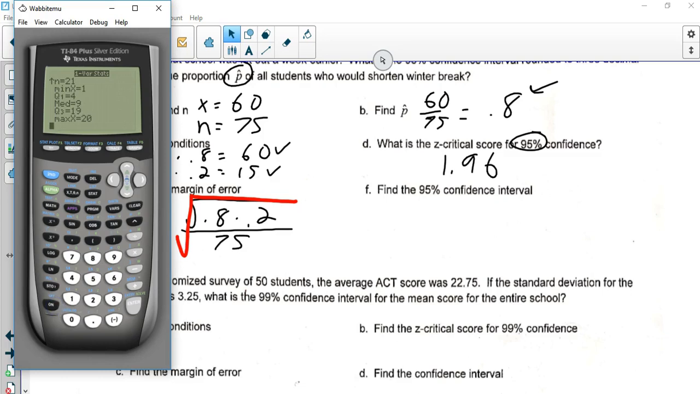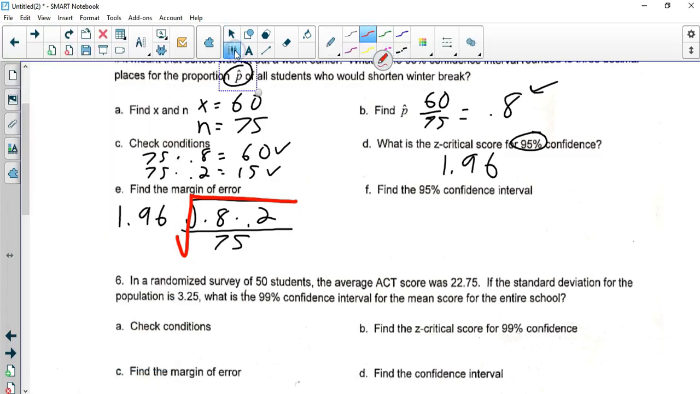Let's try this again. Okay, so I would put in 1.96 square root, and I would just type in 0.8 times 0.2 divided by 75. Notice it's all underneath there. Okay, and I get 0.09. And I would write 0.09 here, because then over here, I don't have to write this entire mess.